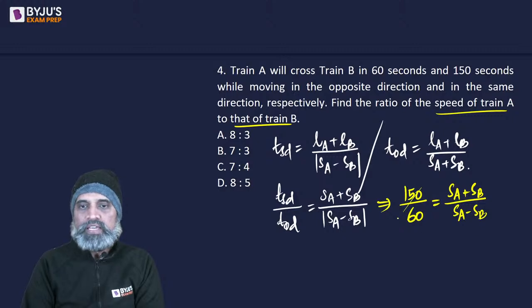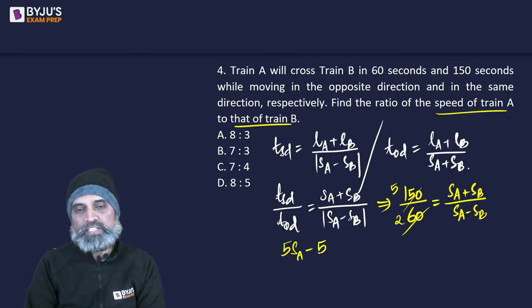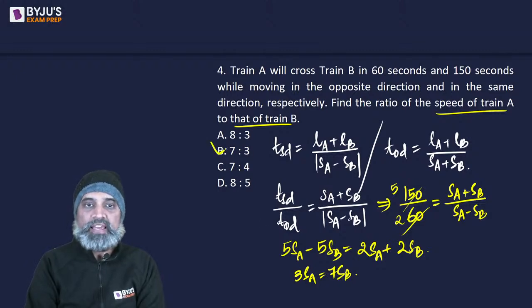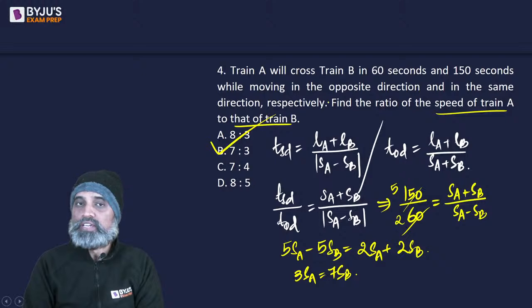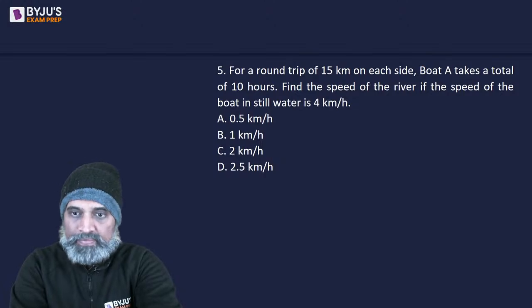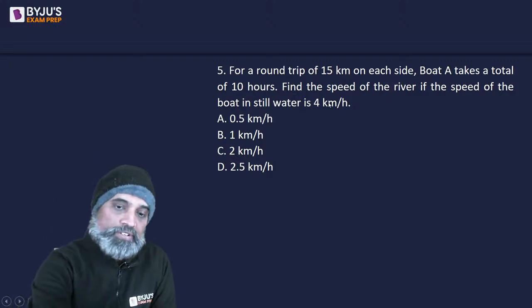Now 150 and 60, they both are divisible by 30. So this is going to be 5 times. This is going to be 2 times. If we cross multiply, 5 times SA minus 5 times SB is equal to 2 times SA plus 2 times SB. So if we rearrange, we will be getting 3 times SA is equal to 7 times SB, or SA is 7 and SB is 3. So 7 is to 3 is our answer. Right, Timothy. Very good. Very good.